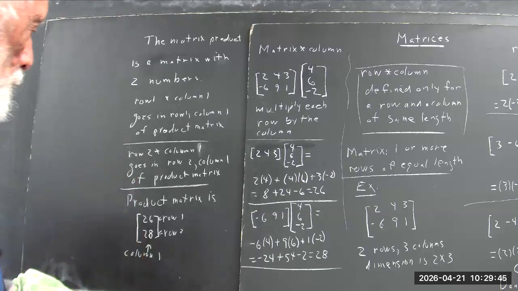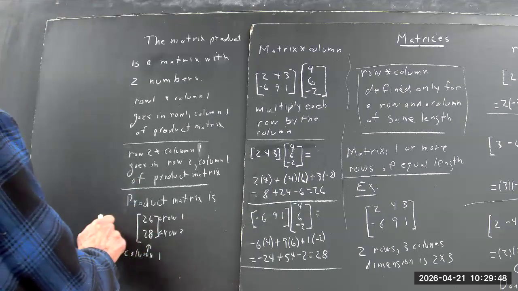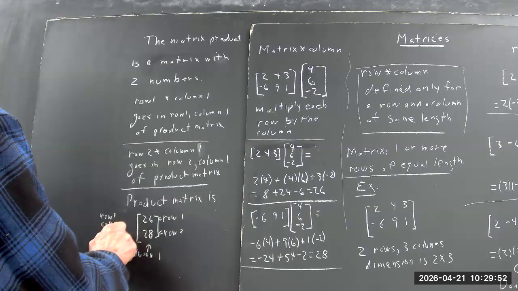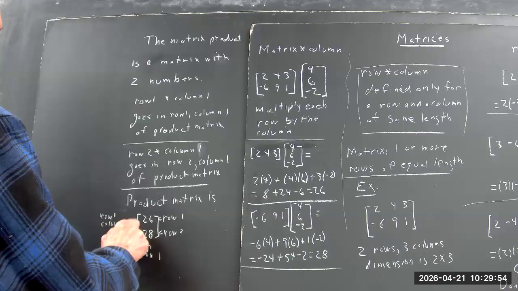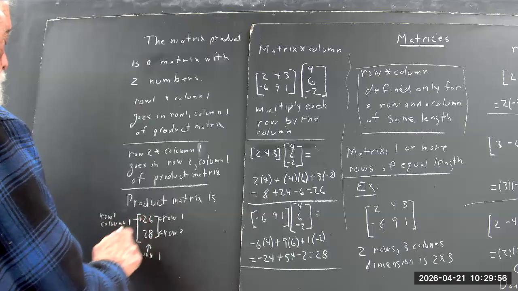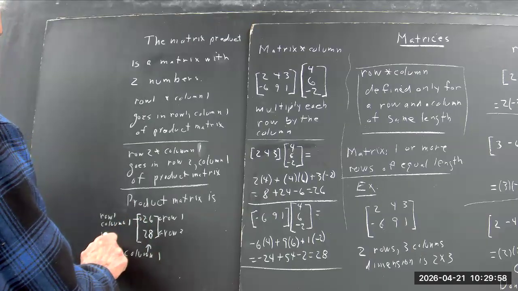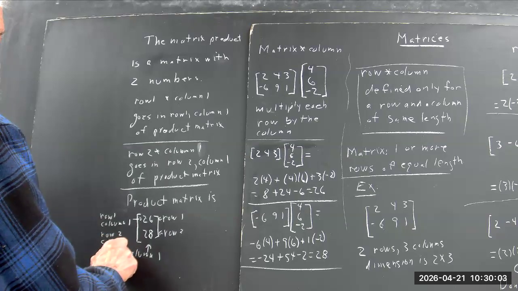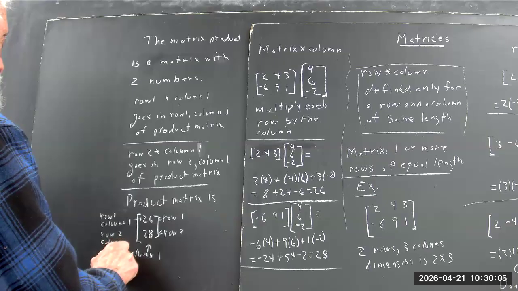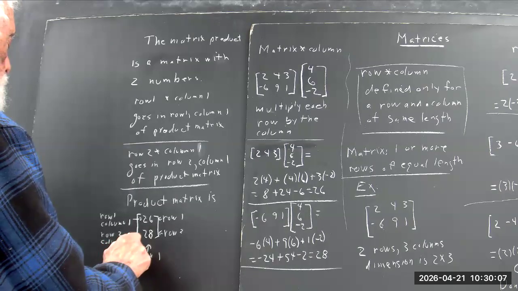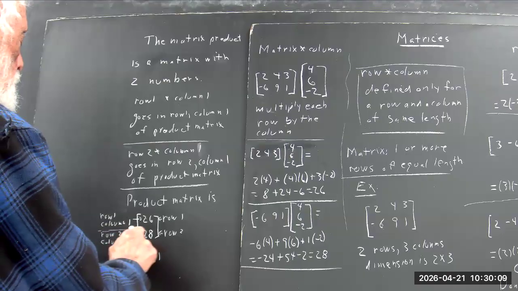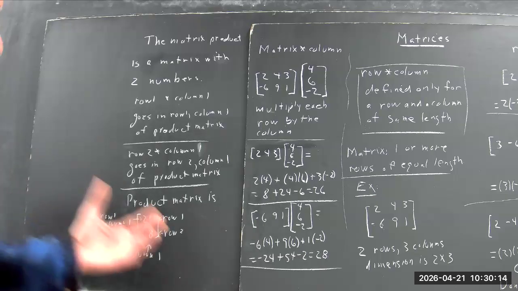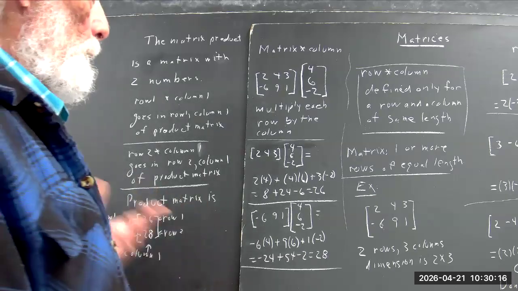Is the column. 26 is in row one, column one. 28 is in row two, column one. That's your rule.